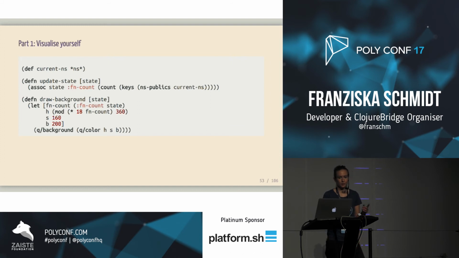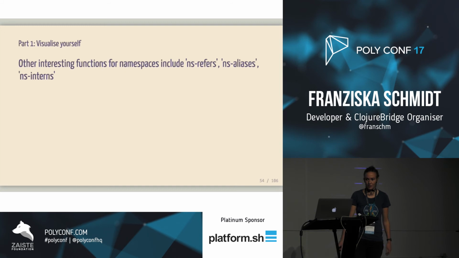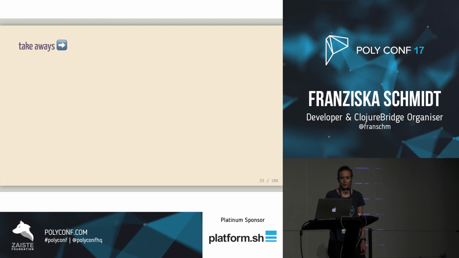And then the circles, you're just drawing as many circles as there is for the function count. I use the ns-publics thing. There's also ns-refers, ns-aliases, some other functions. And of course, you could do other things beyond this very simple metric of how many functions are in a namespace. But it was a nice experiment to get started on this topic.